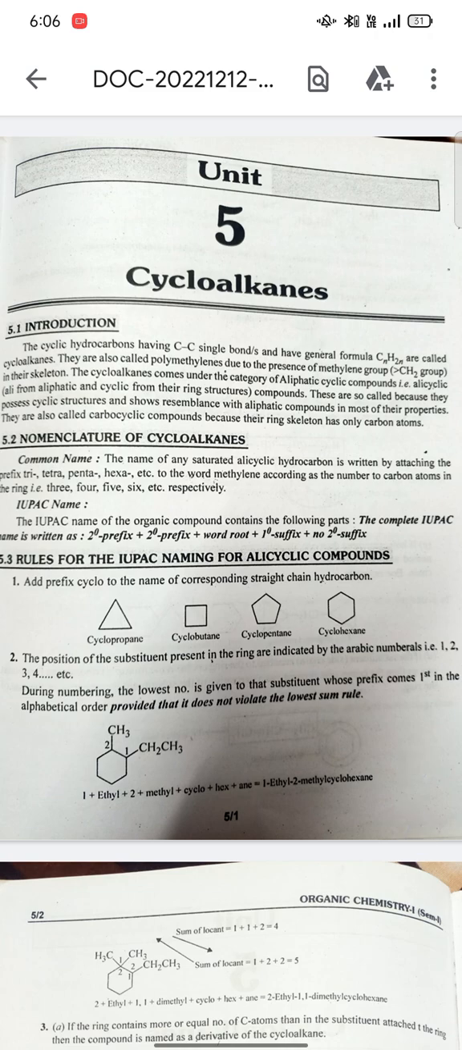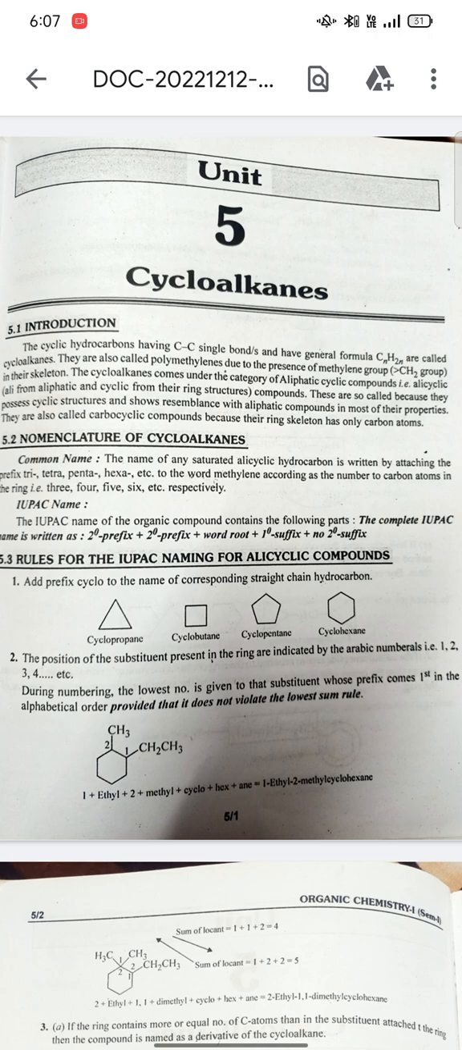The cycloalkanes come under the category of aliphatic cyclic compounds, that is, alicyclic compounds. These are so called because they possess cyclic structures and show resemblance with aliphatic compounds in most of their properties. They are also called carbocyclic compounds because their ring skeleton has only carbon atoms.